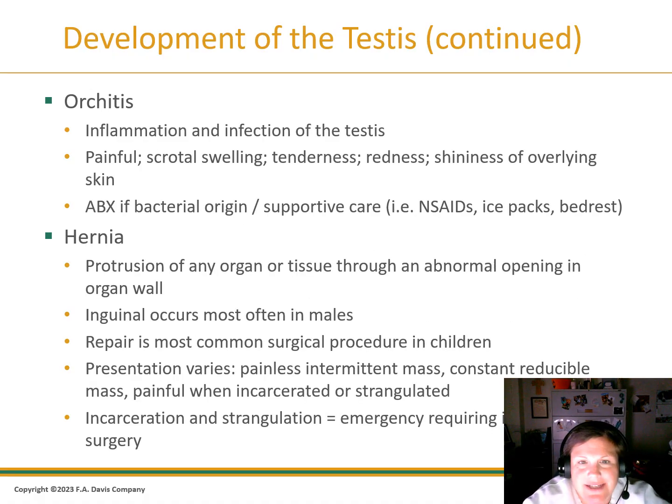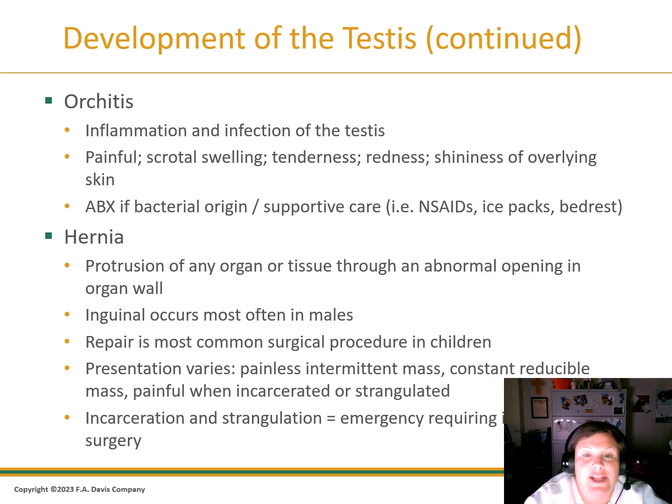Okay, and our last slide is a continuation of the male genital problems and includes orchitis and a hernia. So orchitis is inflammation and infection of the testes, also painful, also associated with scrotal swelling, can have redness. But what's different, or what kind of stands out in this situation, is that there's this shininess to the skin overlying the testes. So that's something that's unique to this condition.